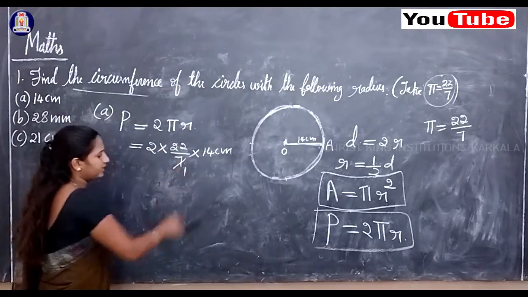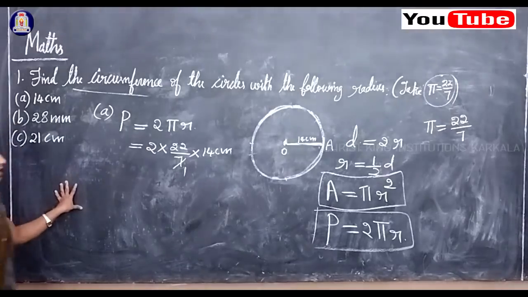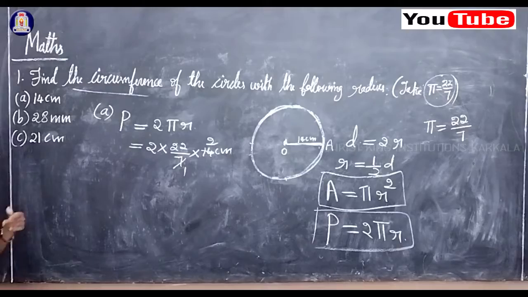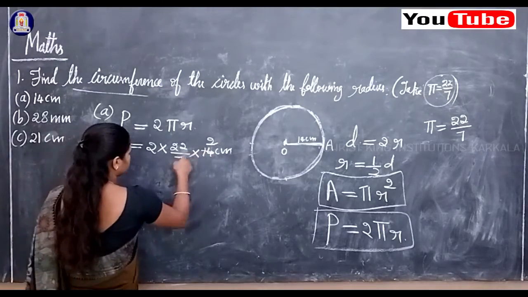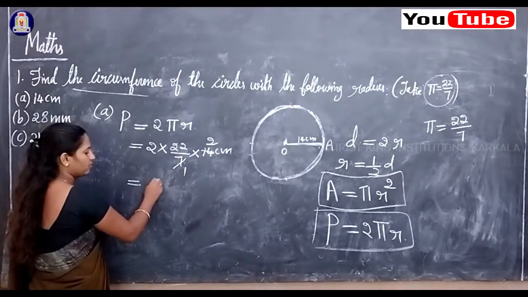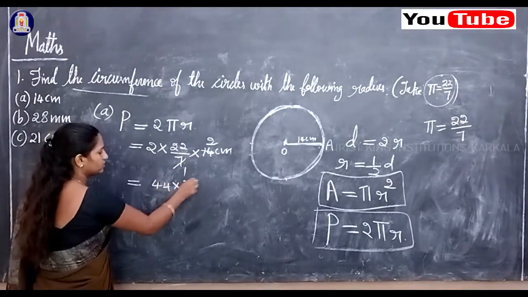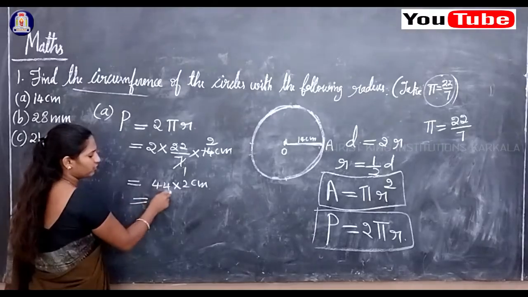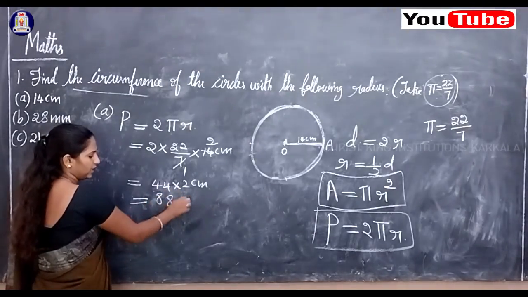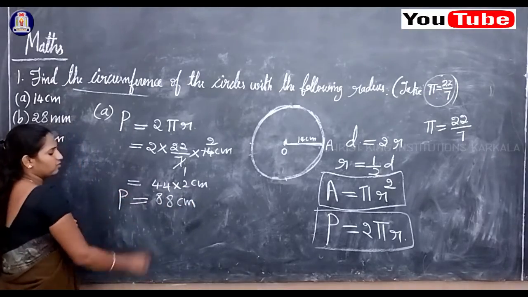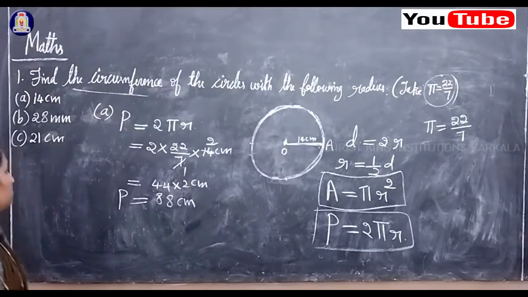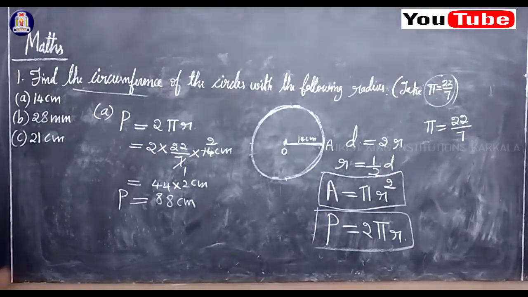Now we have to divide this. 7 ones are 7, 7 twos are 14. So now you have to multiply this. 2 22s are 44. 44 into 2 centimeter. 2 4s are 8, 2 4s are 8. So the answer is P is equal to 88 centimeter. That is the perimeter of the circle.